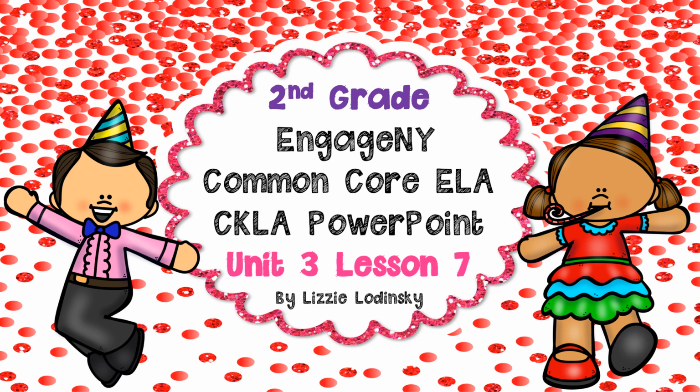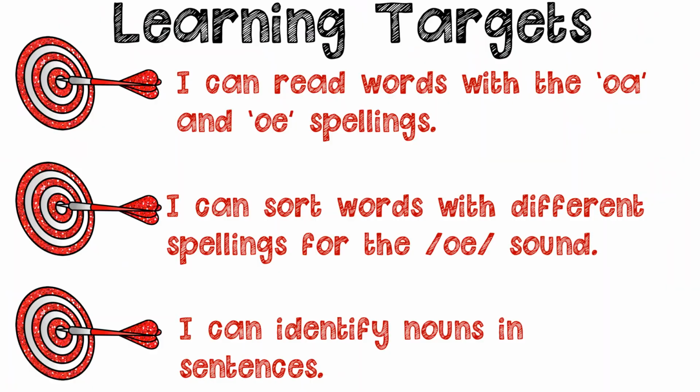Welcome to Lesson 7, Unit 3 of CKLA Skills. Today we are going to read words with the OA and the OE spellings. So these are going to say O. I can sort words with different spellings for the O sound.